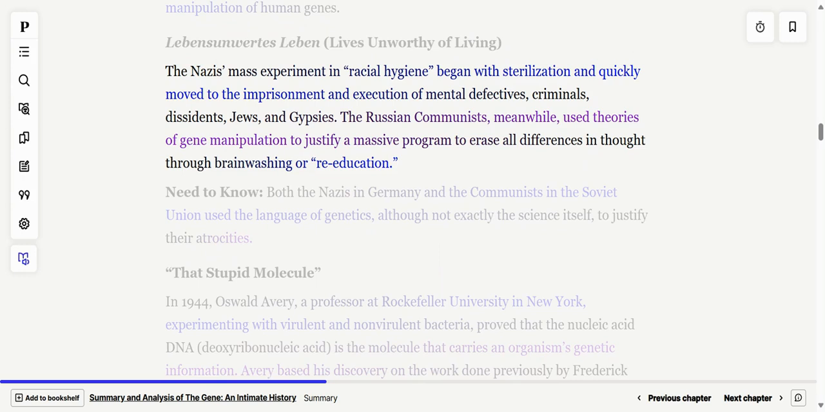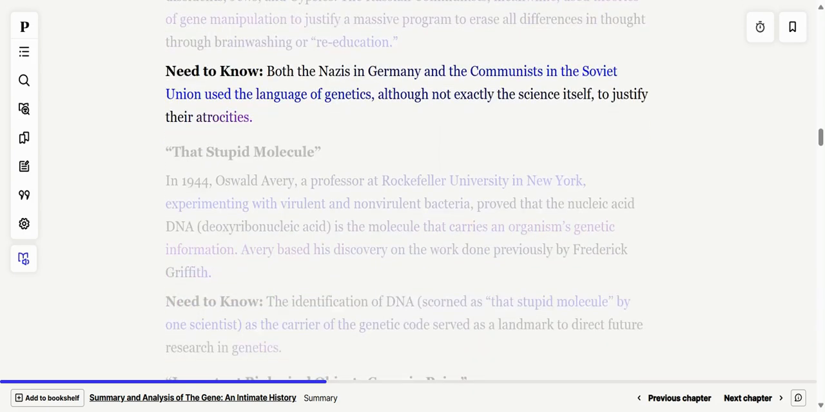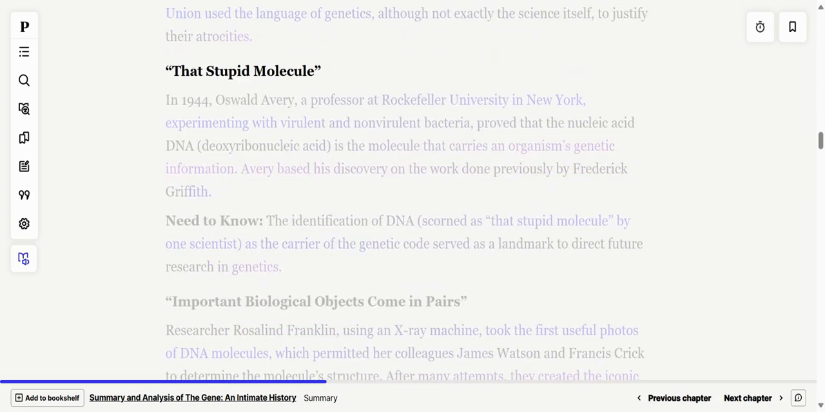That stupid molecule. In 1944, Oswald Avery, a professor at Rockefeller University in New York, experimenting with virulent and non-virulent bacteria, proved that the nucleic acid DNA, deoxyribonucleic acid, is the molecule that carries an organism's genetic information. Avery based his discovery on the work done previously by Frederick Griffith.